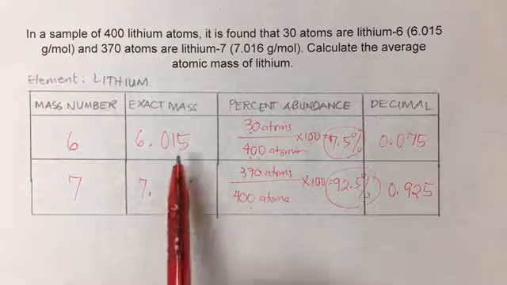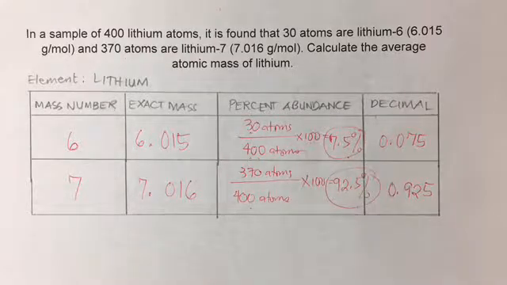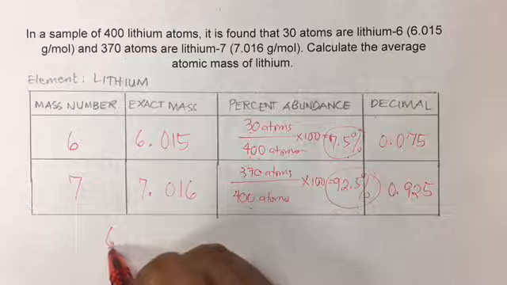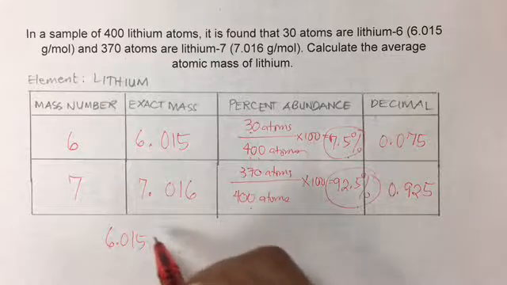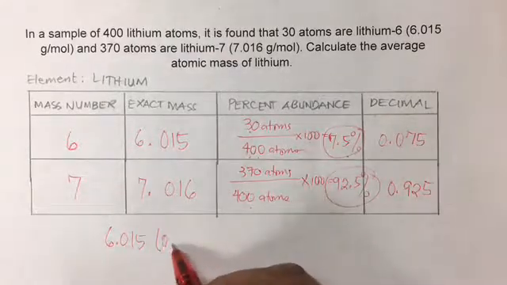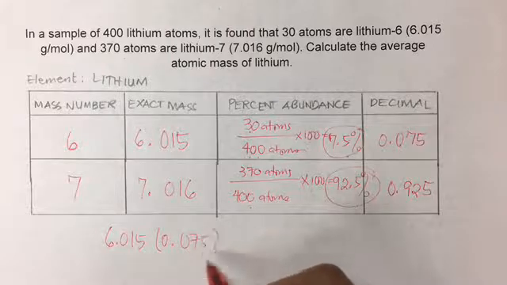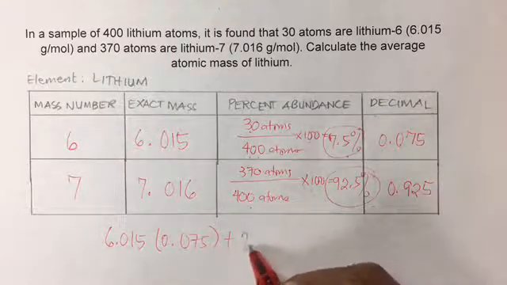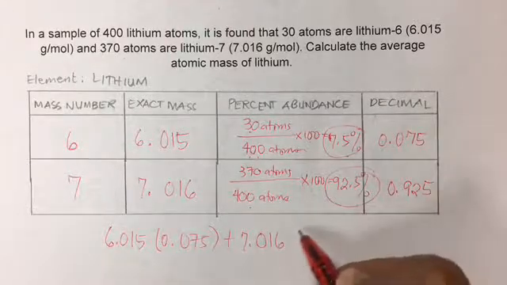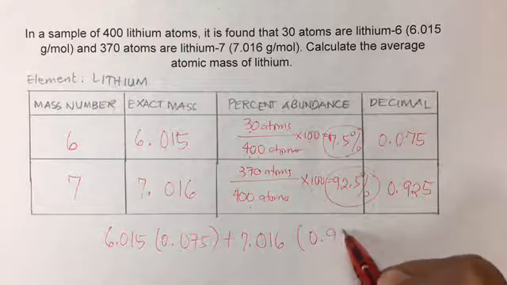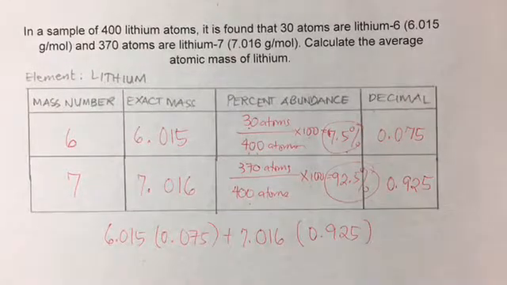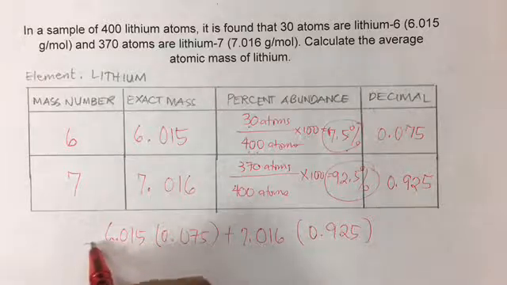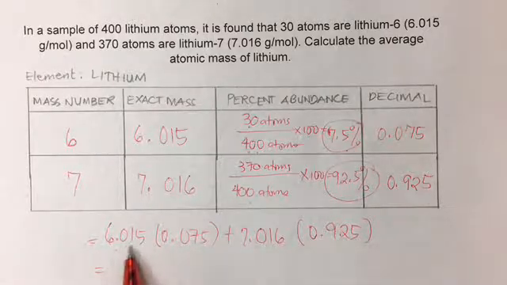Using the exact mass, we multiply it by the decimal. So that's going to be 6.015 multiplied by 0.075 plus 7.016 times 0.925. Okay, now we're ready to input this in the calculator.